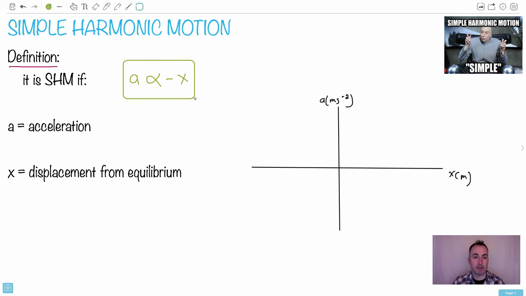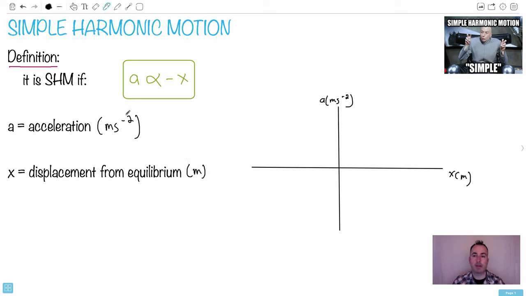Now, what does this mean? It means that the acceleration is equal to some number times x. Right? That's what proportional means, and it happens to have a negative there. Let's first define a few things here. Make sure we remember what acceleration is measured in. Do you remember the units for acceleration? Hopefully you're screaming at the screen right now. It's meters per second squared. Displacement from equilibrium is in meters.